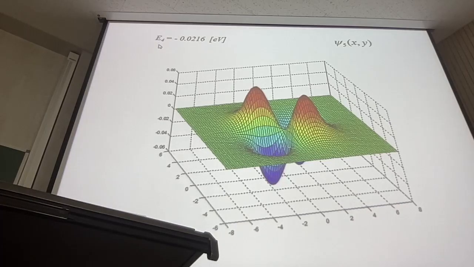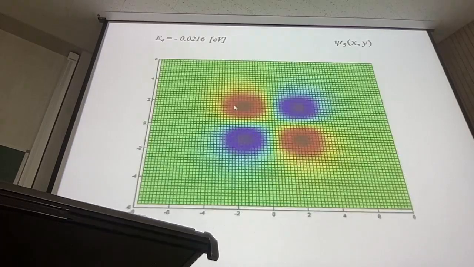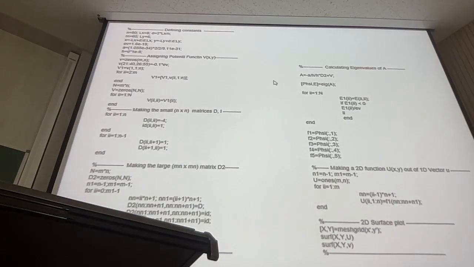And this is another, the fifth eigenstate, and this one looks like this. And so there exists the fifth. So this should be E5 instead of E4. So there exist 5 energy states and corresponding 5 eigenstate solutions. And these are the MATLAB code.